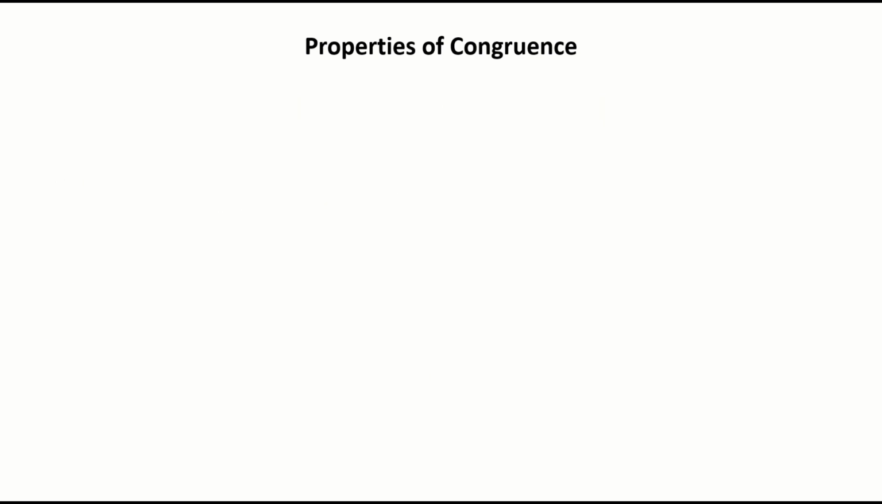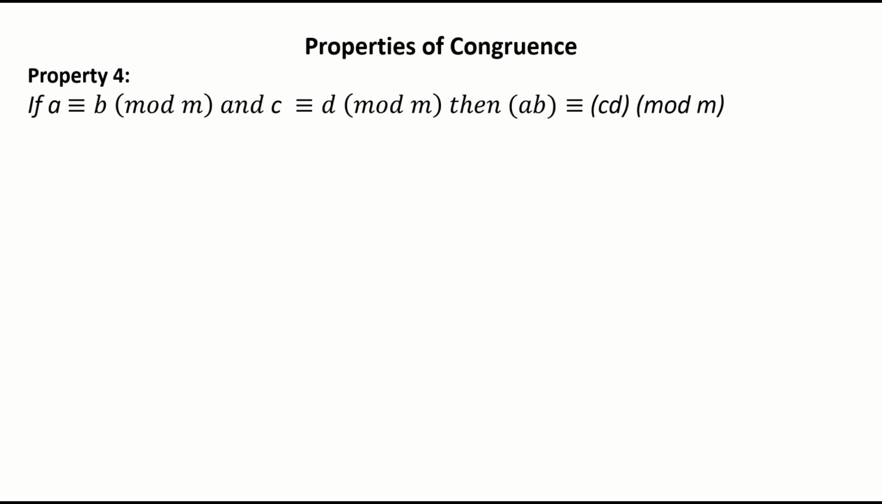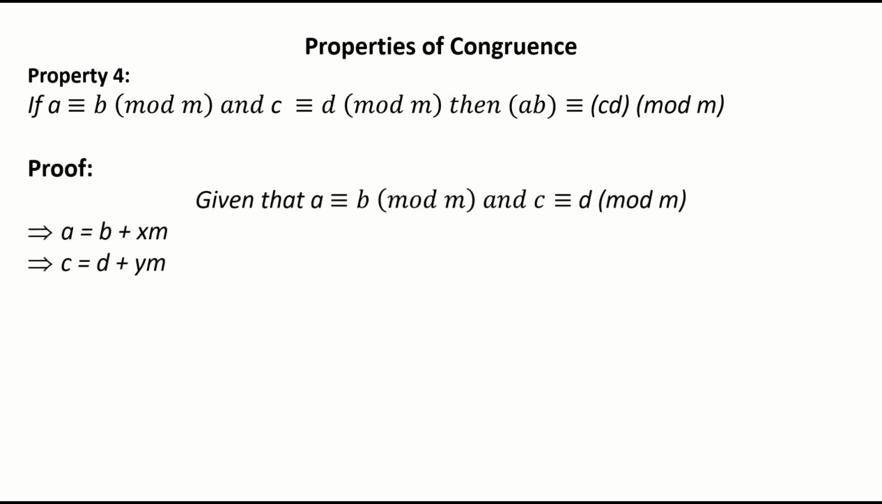Okay, let's see property 4. This is most important. Most of the remainder theory problems are solved with property 3 and property 4, so check this carefully. If a is congruent to b modulo m and c is congruent to d modulo m, then ac is congruent to bd modulo m. Let's see the proof here.